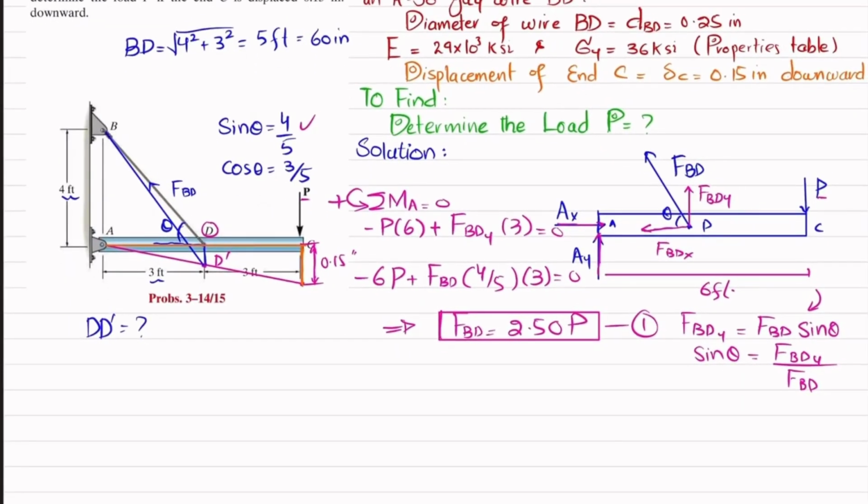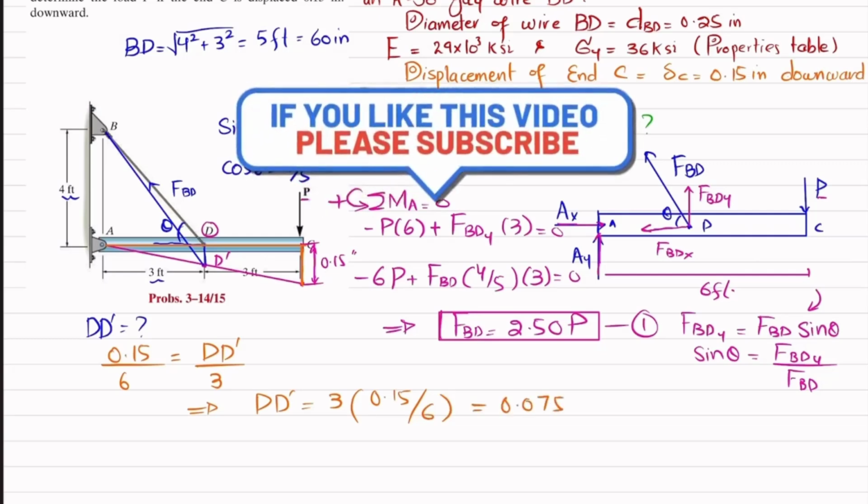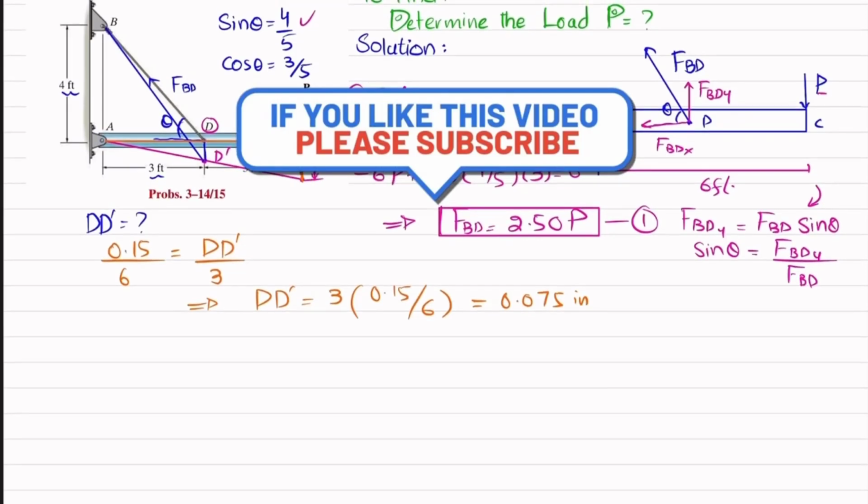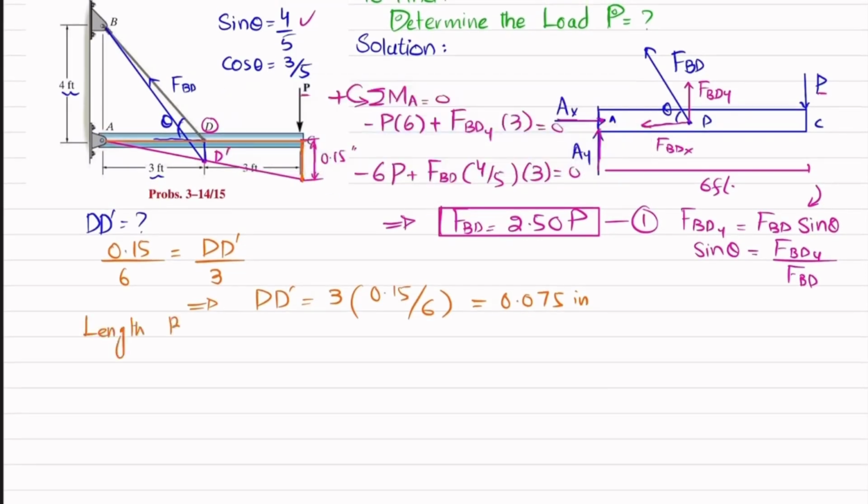So by using similar triangles, if I take this larger triangle, and take this distance divided by this 6 feet, that is 0.15 divided by 6 feet, that will be equal to this DD dash divided by 3. So from here, DD dash will be equal to 3 times 0.15 divided by 6, which is equal to 0.075 inch. Now we know that this length BD is equal to 5 feet, that is equal to 60 inch.